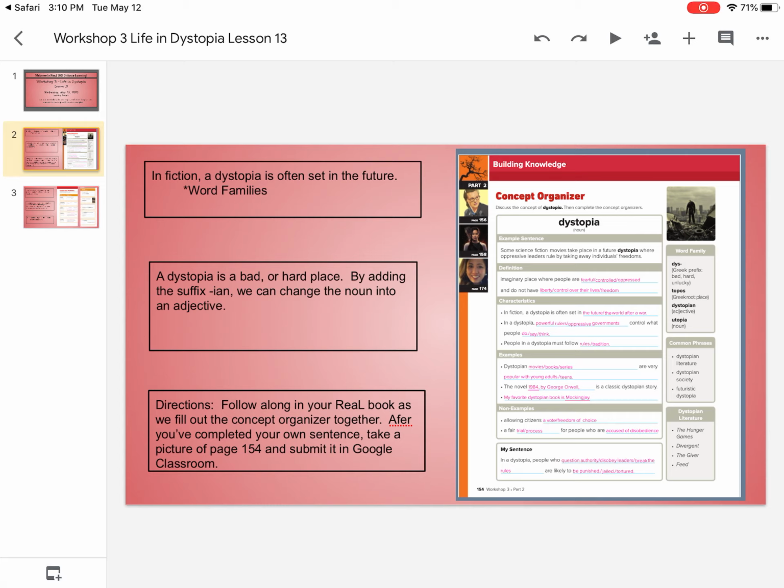Now a non-example. Remember, non-examples are going to be the opposite of what the characteristics are. So allowing citizens a vote or freedom of choice. Now remember we said in dystopia, there aren't the freedoms. People don't have choice. So a non-example would be allowing citizens to have freedom of choice. They're able to vote. And the next non-example would be a fair trial or process for people who are accused of disobedience. Again, that would be the opposite of what is happening in a dystopian society. There wouldn't be those fair trials or process.